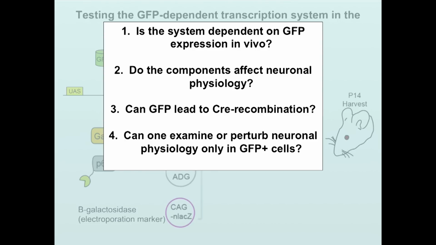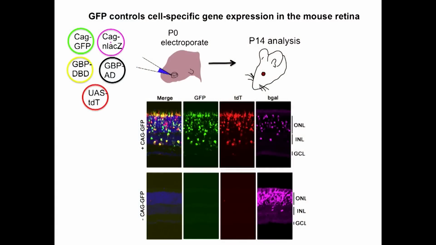So we can ask several questions. One is just, is the system working? Is it dependent on GFP? We then worked with Botond Roska's lab to see if we could do physiology with the system. We asked whether the gene that we turn on is not tomato, but Cre, and if so, would the Cre accomplish recombination? And then we wanted to look further at physiology. So by doing these introductions with electroporation and then looking at sections, we could see the system was very tight.